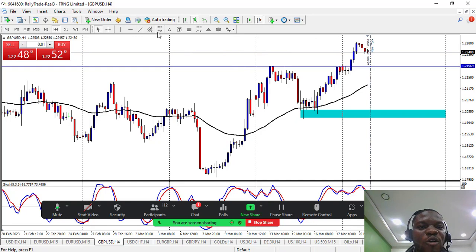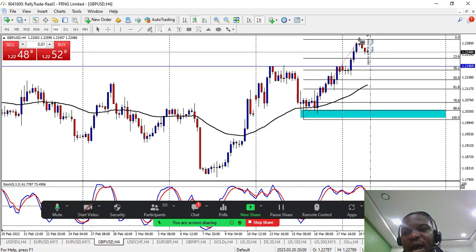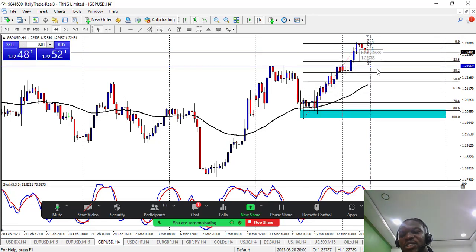I can use this tool called Fibonacci. So I'll draw from this point A, from the low leg here, to the highest point there, right? So I'm expecting a retracement. That means I'm expecting GBP/USD to trade towards the downside. As you can see, the movement has already started.